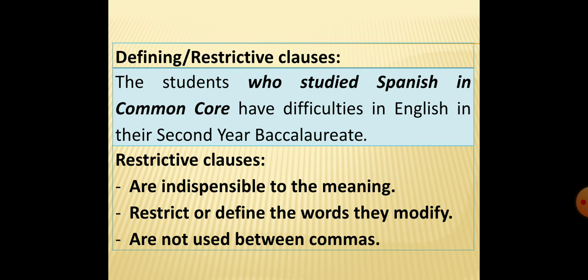So that's why we say that the meaning will change, which means that this clause, who studied Spanish in Common Core, is necessary for the meaning of our sentence. If we omit it, we change the meaning, and that's why we call it a restrictive clause. Restrictive clauses are indispensable to the meaning, which means they are necessary. They also restrict or define the word they modify.